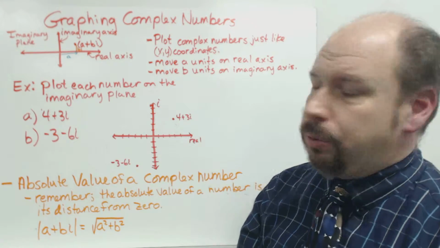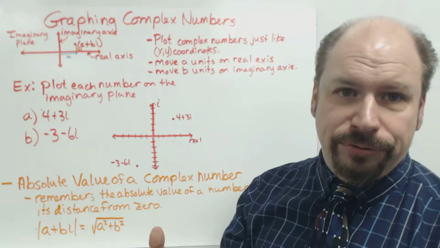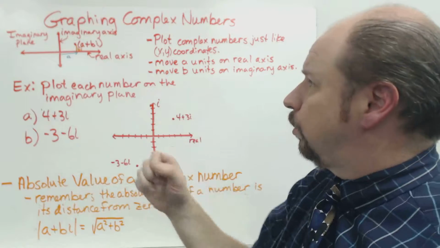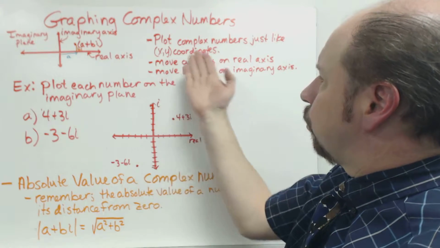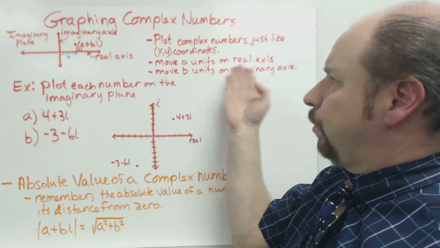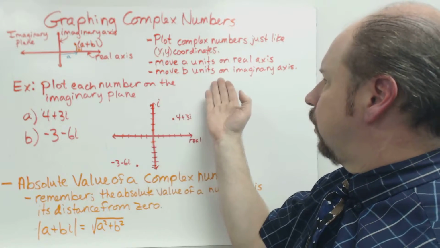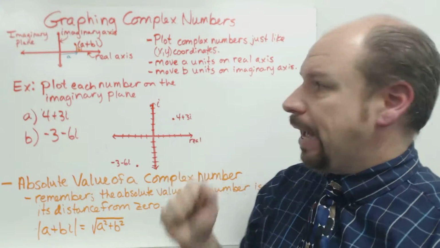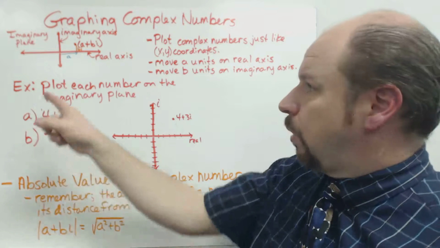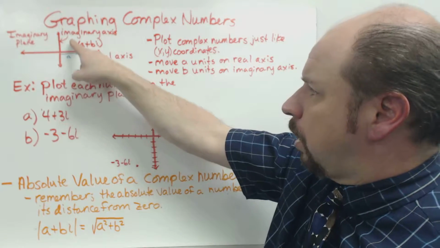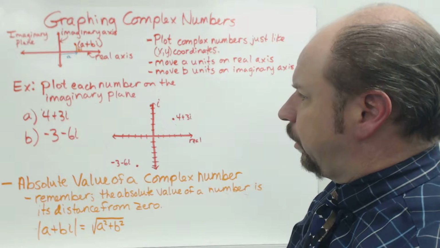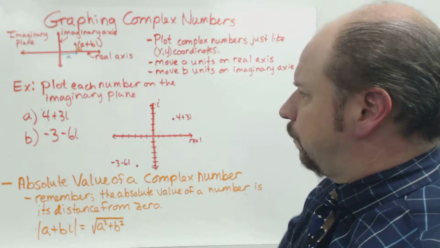And so just like if we were to graph, say, the point (4, 2), where we go to the right 4 and up 2, same sort of idea here. So we're going to plot complex numbers just like xy coordinates. So we're going to move a units on the real axis, and then we're going to move b units on the imaginary axis. So if we were to plot 4 + 2i, we would just go over 4 and up 2.